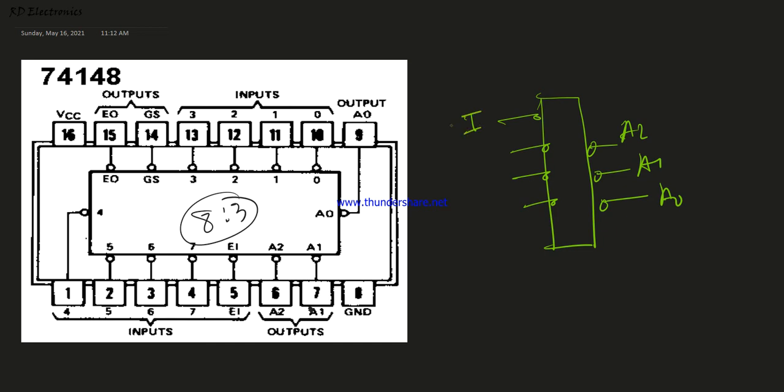Okay, these are the input symbols, inputs 0, 1, 2, 3, 4, 5, 6, 7. So this is I0, I1, I2, and so on. GS and enable output are used for cascading facilities, and E1 is the enable pin. If this pin goes high, then the IC is deactivated, and only if E1 gets low will the IC be activated. VCC and ground are connected as plus VCC and ground respectively. Okay, so this is 74148, the octal priority encoder.